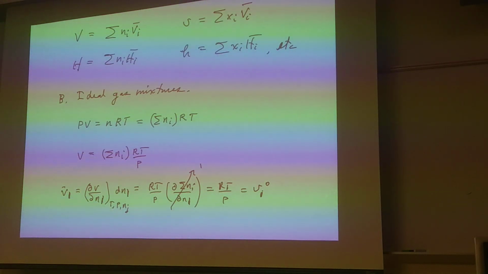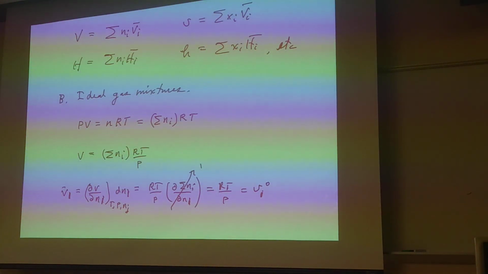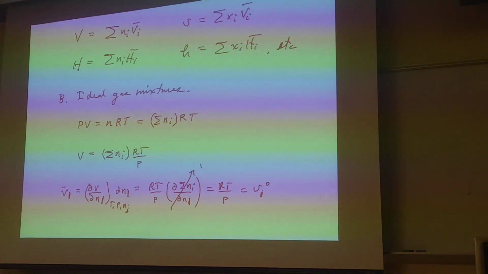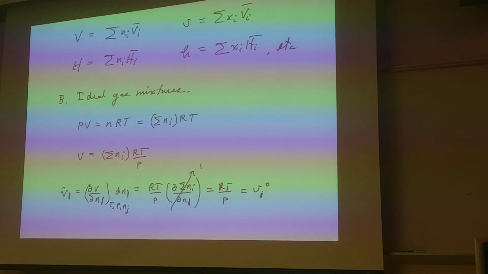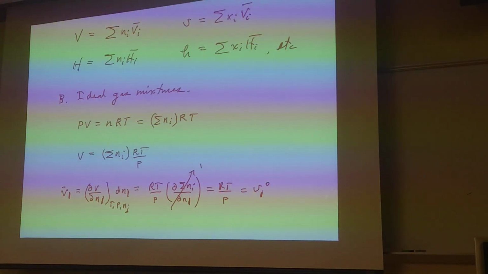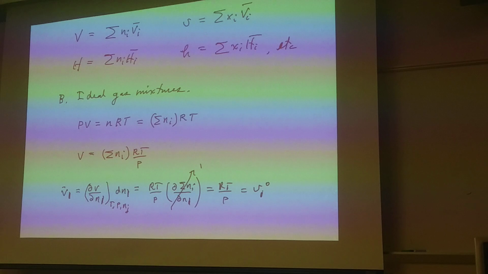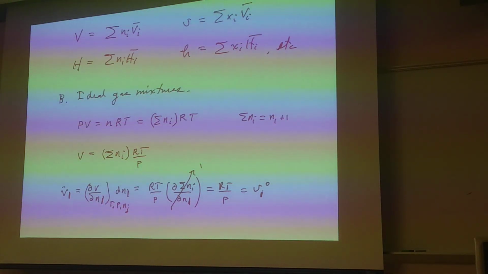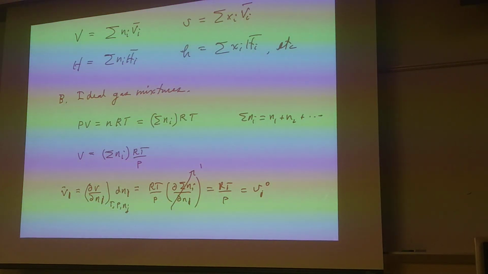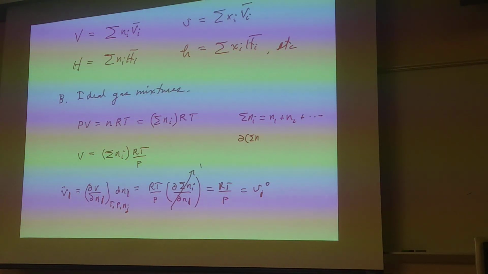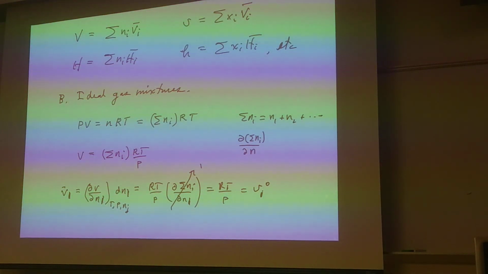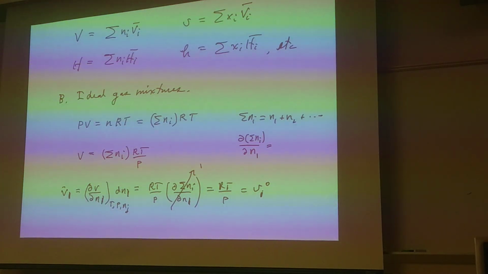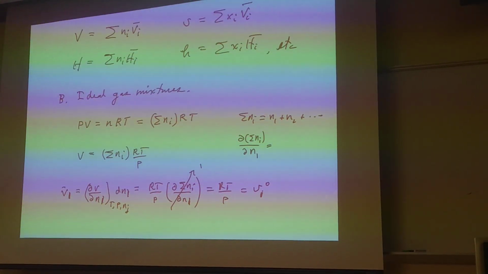Can you explain why that differential term goes to 1? Yeah, because all of the other N's are held constant, so the only one that matters in this case would be N1. So the sum of the Ni is equal to N1 plus N2 and so forth. So the partial of the summation is just going to be equal to 1. All the other N's are constant. Gotcha.